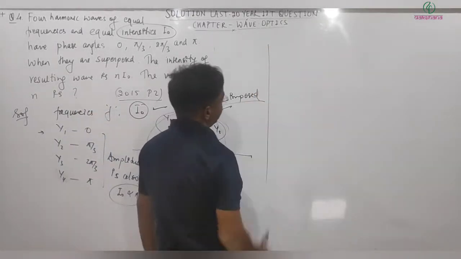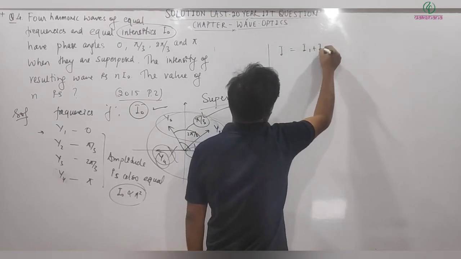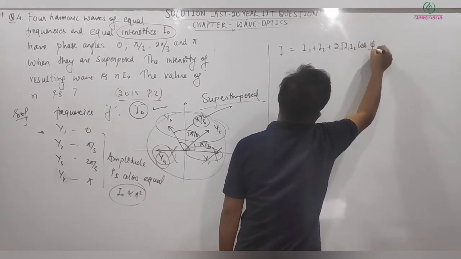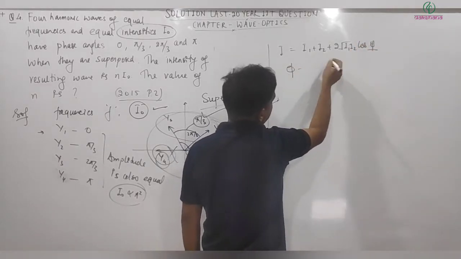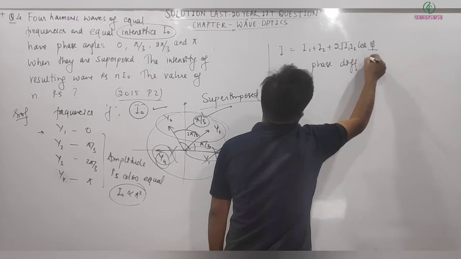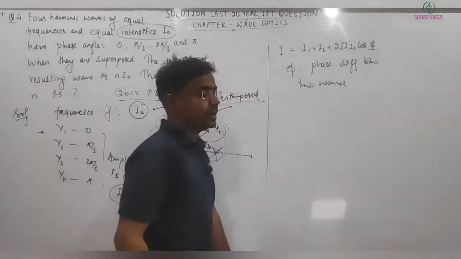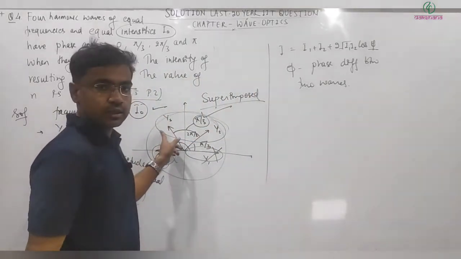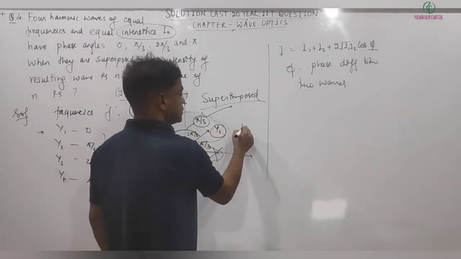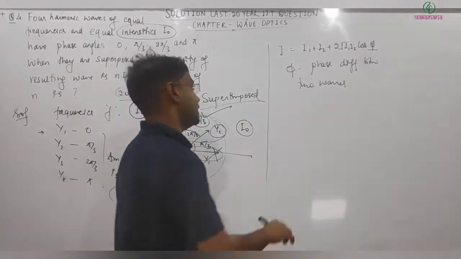By the superposition principle we know that intensity I is equal to I1 plus I2 plus 2 root I1 I2 into cos of phi, where phi is the phase angle, or you can write phase difference, between two waves. And here we are left with only 2 and 3. So here you can see the phase difference between these two is pi/3. The intensity of this one is I0 and of this one is also I0, so I1 and I2 are both I0. Let's put that in.